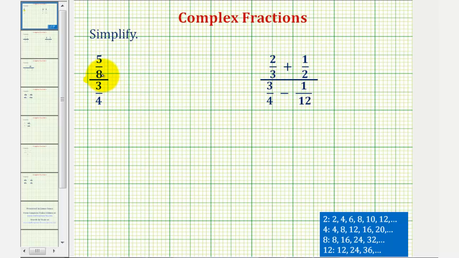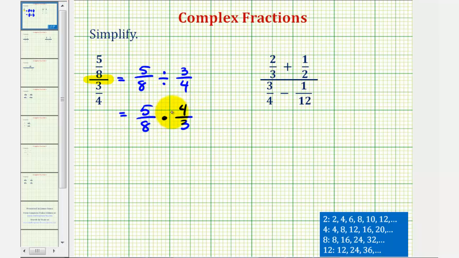One important thing to remember when simplifying a complex fraction is that a fraction bar means division, which means you can rewrite this as 5/8 divided by 3/4. And then when dividing by fractions, we normally multiply by the reciprocal. So instead of dividing by 3/4, we will multiply by 4/3. So this is equivalent to 5/8 times 4/3. But before we multiply, we want to simplify.